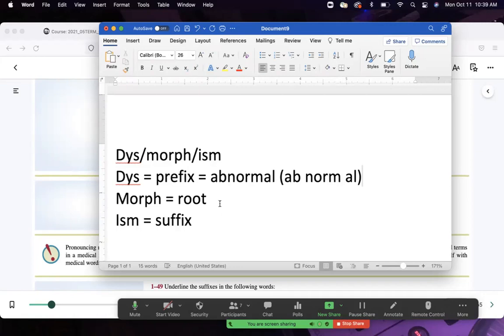Because you need the nostrils in your nose. Why would you want to make them smaller? You want to be able to breathe. Morph means shape. Ism means process of. So process of abnormal or painful shape. So to these people, when they look at themselves in the mirror, they're like, I'm ugly.